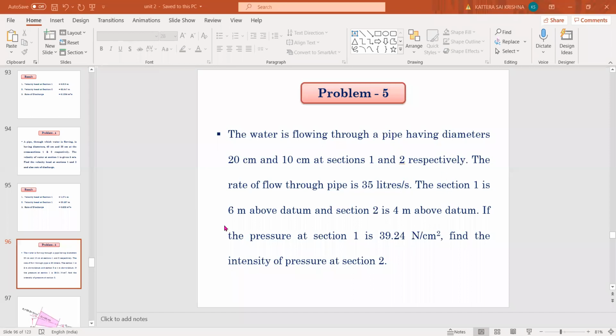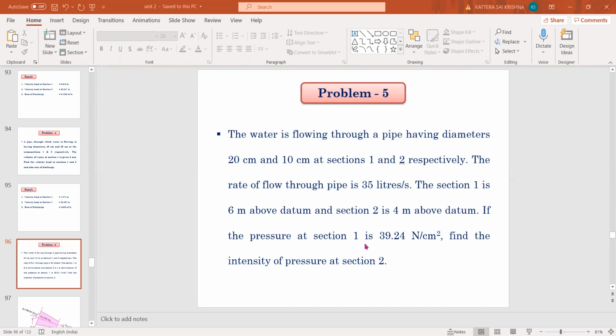Okay, the section 1. So section 1 is 6 meter above the datum. This is an important point which we need to remember. The pipe is not horizontal actually, since Z values are given. Whenever we have Z values like 6 meter, 4 meter or something, the pipe will be an inclined pipe. Nothing but at section 1, the pipe is at a height of 6 meter from the base. From ground, you can assume datum means from ground it is 6 meter height. And section 2 is at 4 meters height from the datum. So that is the meaning.